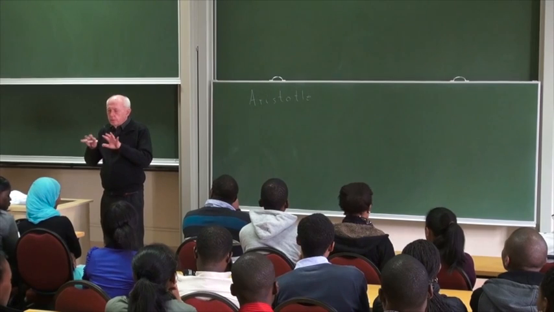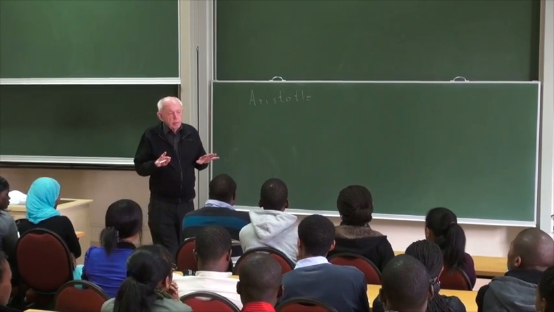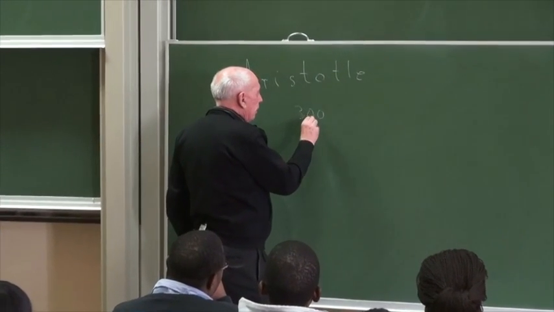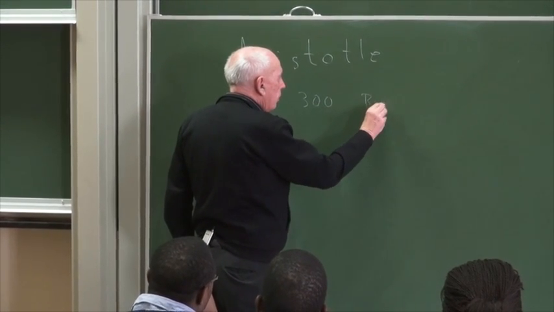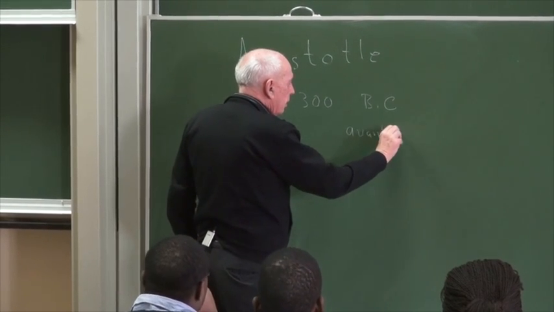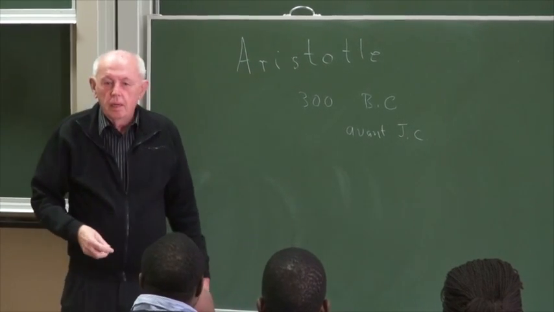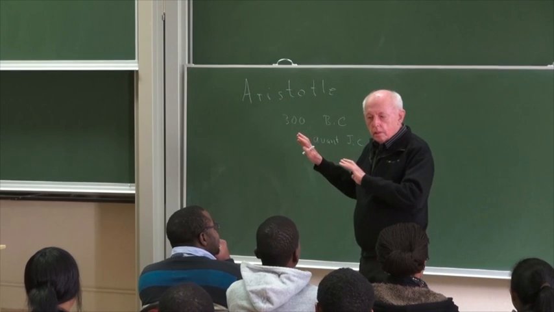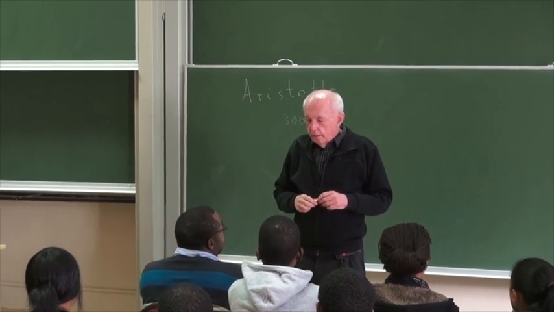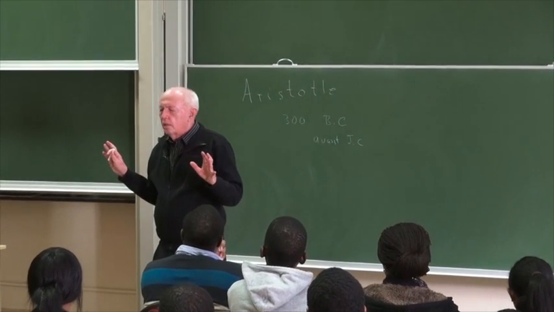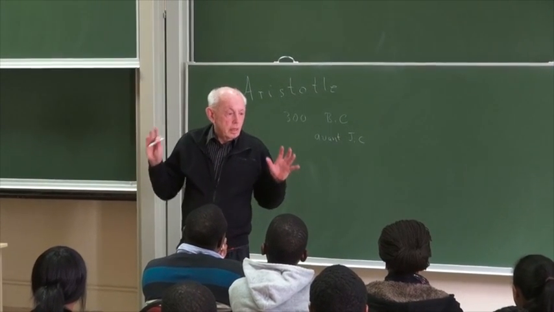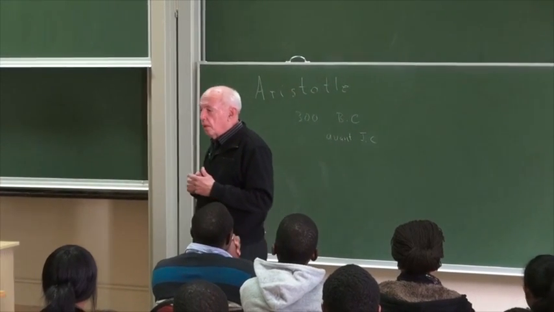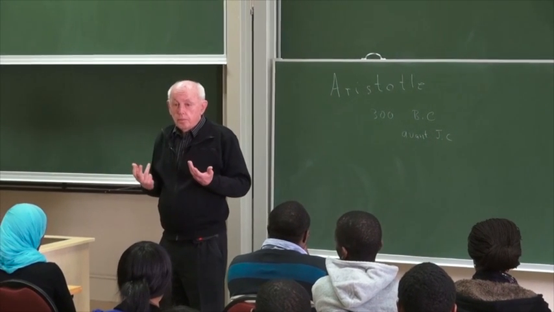And he was such a dominant person in the philosophy of science. He lived 300 and something years before Christ. Avant Jésus-Christ. So that's when he lived. And up to about 1500 AD, there was really nothing somebody tried to say against the ideas of Aristotle. And actually his dominance was a problem, as far as I'm concerned, for the development of science.